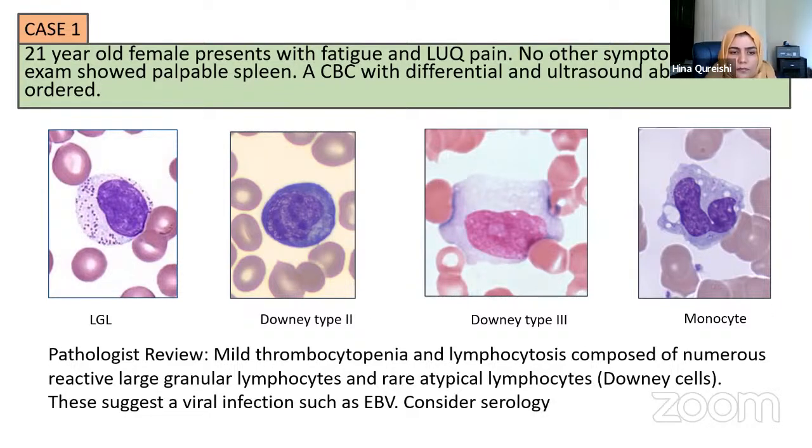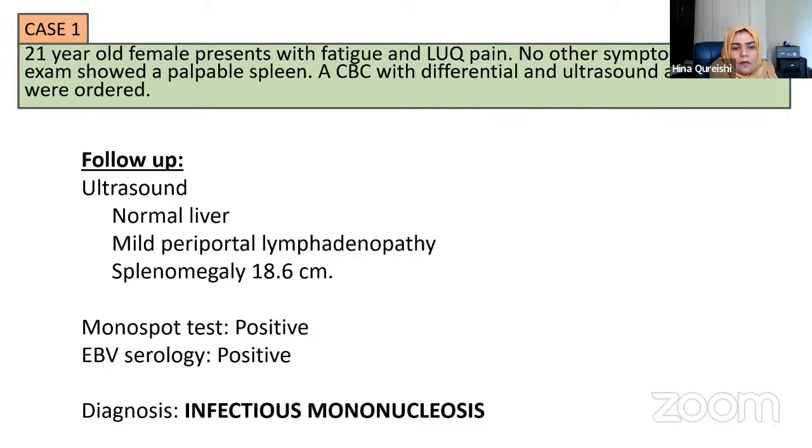This patient's peripheral smear review shows mild thrombocytopenia and lymphocytosis composed of numerous reactive large lymphocytes and rare atypical lymphocytes of Downey type cells. Now, the combination of these features, just by looking at the cells, suggests a viral infection such as EBV, and EBV serology was recommended. The reflex test that was triggered after this included a monospot test, which looks at the antibodies that are generated in patients with infectious mononucleosis, and EBV serology. Both of them were positive.